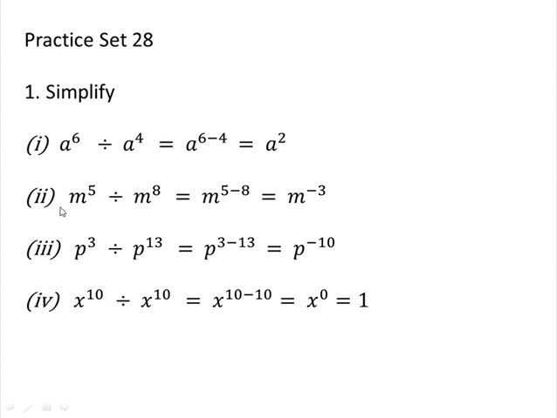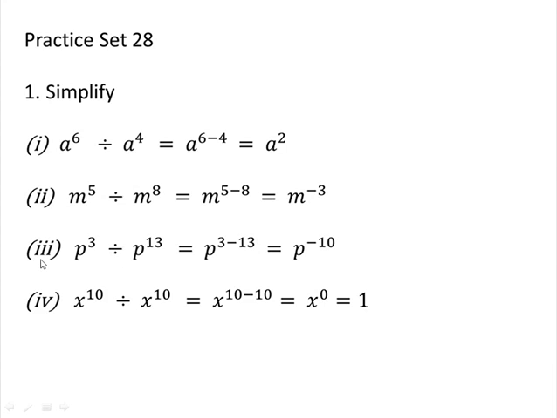Now next example, m raised to 5 divided by m raised to 8. Now again we will first look at the base. Here the base is same, so we will subtract the indices. That is m to the power 5 minus 8, that is m to the power negative 3.